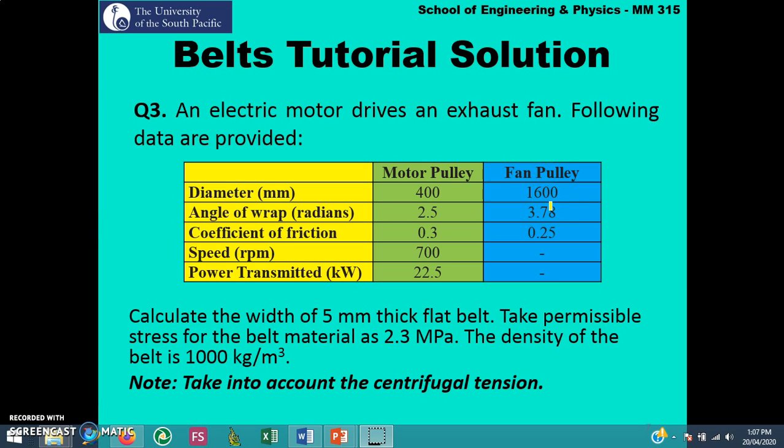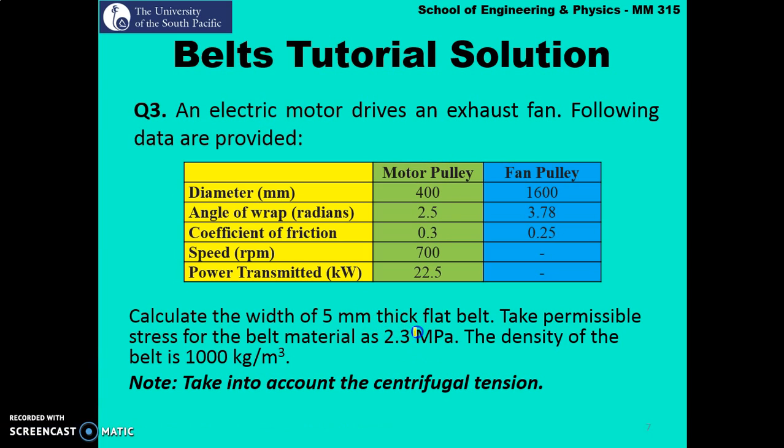3.78. And then what we are to do is calculate the width of the belt that is required if the thickness of the belt is 5 mm. The maximum stress in the belt is given as 2.3 megapascal, and the density of the belt is given as 1000 kg per meter cubed. And then we have to take into account the effect of centrifugal tension.